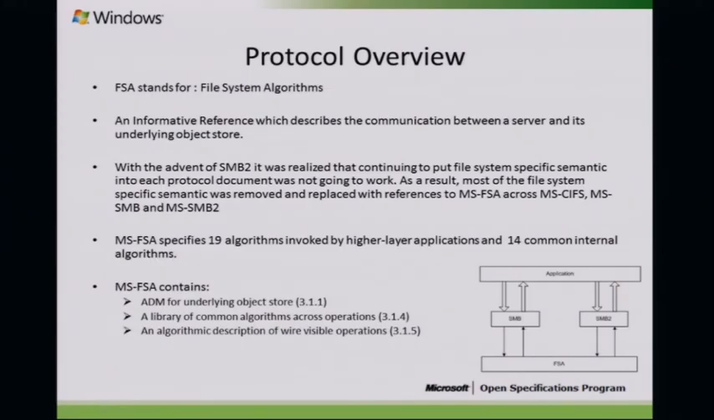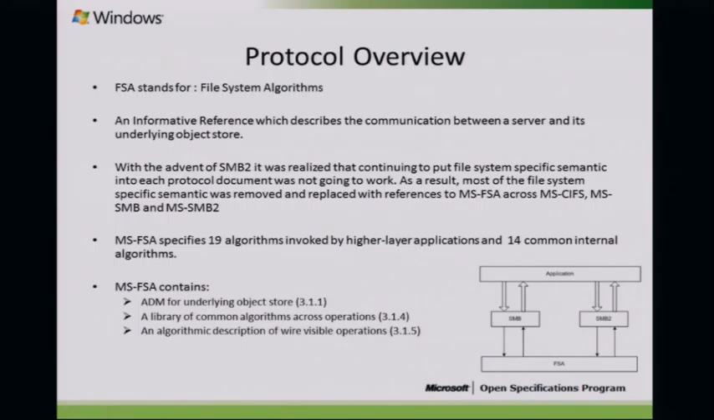And why have we created FSA, why is it there? With the advent of SMB2, it was realized that continuing to put file system specific semantics into each protocol document, like say SMB and SMB2, was not going to work. As a result, most of the file system specific semantics were removed and replaced with references to FSA across CIFS, SMB and SMB2. So we have updated our documents. All the documents refer to FSA now, like SMB and SMB2.